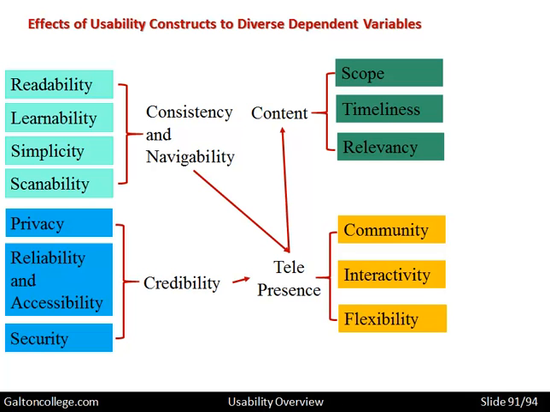And the content, the scope, the timeliness, and the relevancy are important in terms of content. What's the scope of the content? How deep is the content? How much information does the site deliver? And does it deliver it in the right time period? Is it sequenced correctly? And is the information relevant?